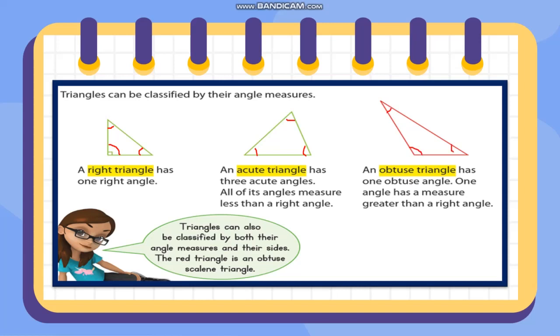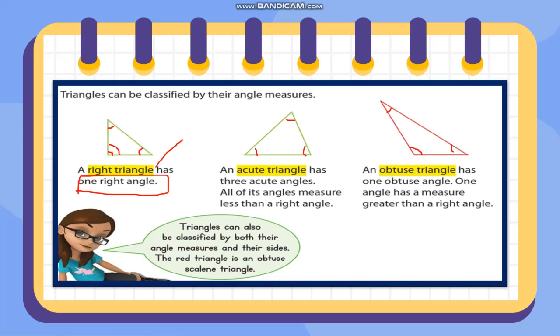Now, how can you classify triangles according to their angle? If you see a triangle having one right angle, just like this one, there is one right angle, that is considered a right triangle. Again, a triangle having one right angle is a right triangle.